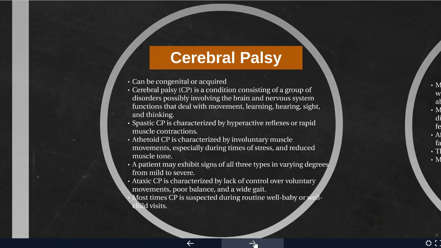Ataxic CP is characterized by lack of control over voluntary movements. They have poor balance and they have a wide gait, so they walk with their legs spread very far apart to try to help keep them upright. Most times cerebral palsy is suspected during routine well baby or well child visits.